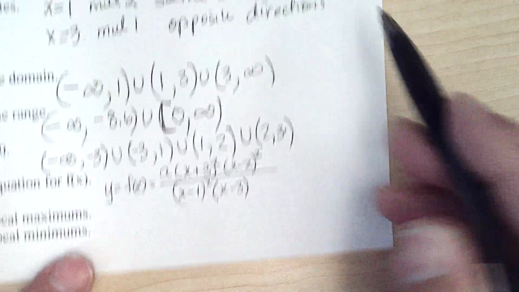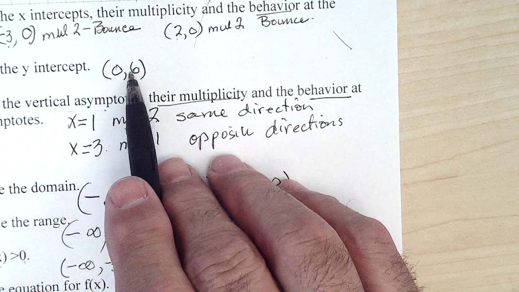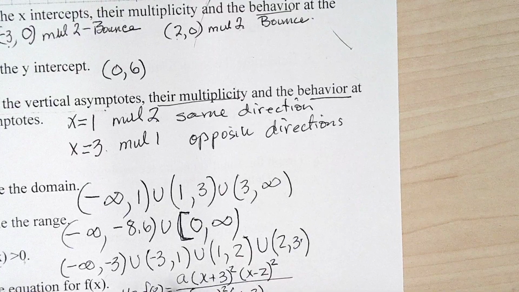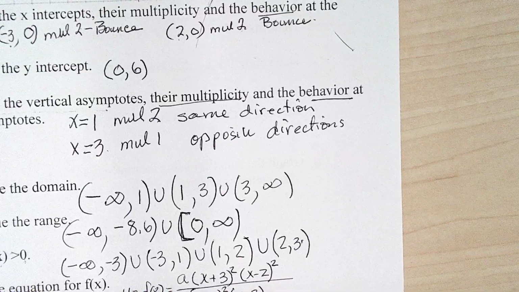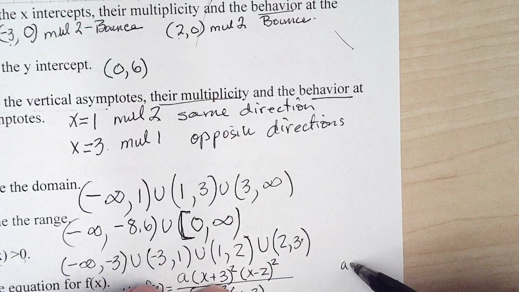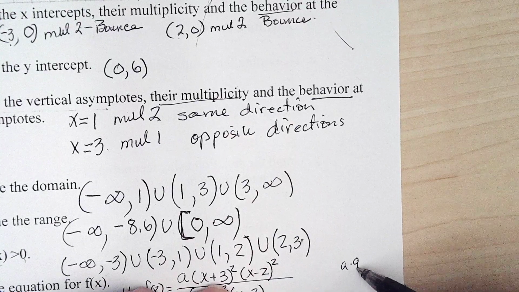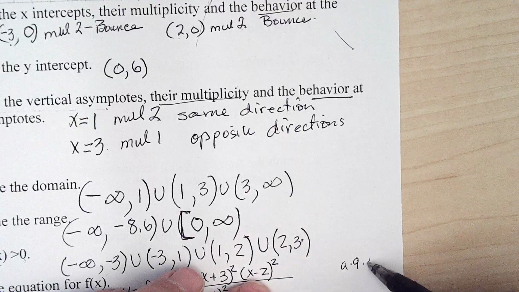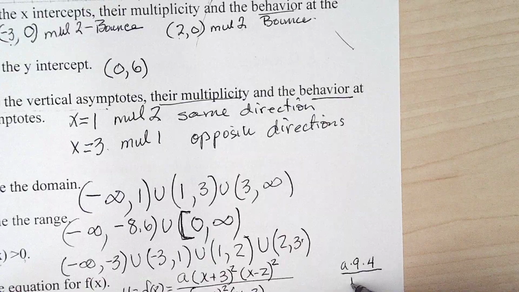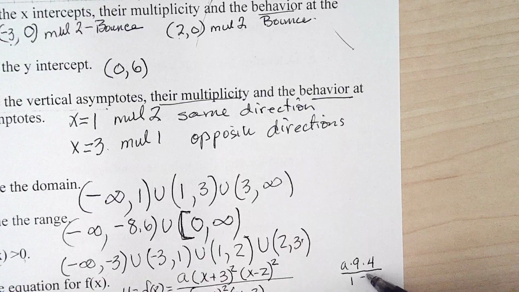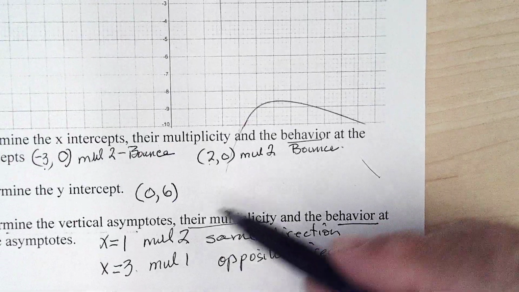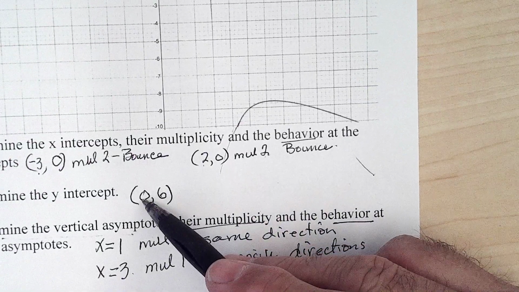And it has a y-intercept of (0, 6). So if I put 0 in for all the x's, I'm supposed to get 6. So I've got a times, if I put 0 in there, I get 9. Put 0 in there, I get 4. Put 0 in there, I get 1. Put 0 in there, I get negative 3. And that's supposed to be 6. Using x is 0, I'm supposed to get 6.